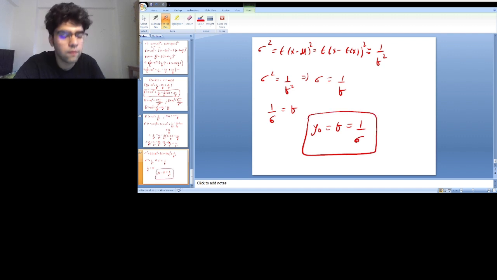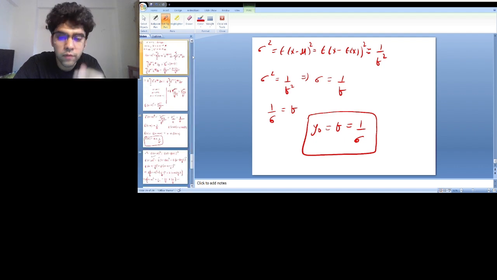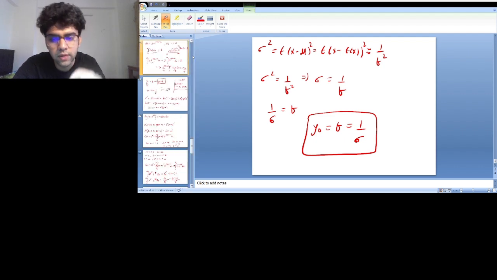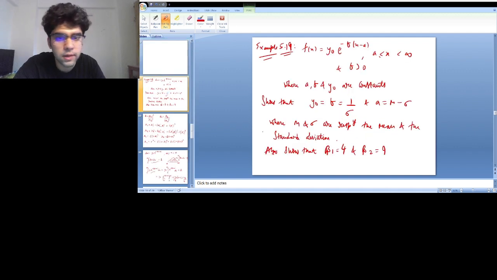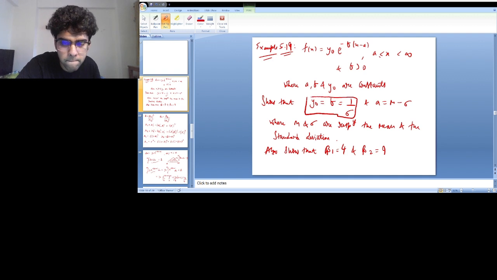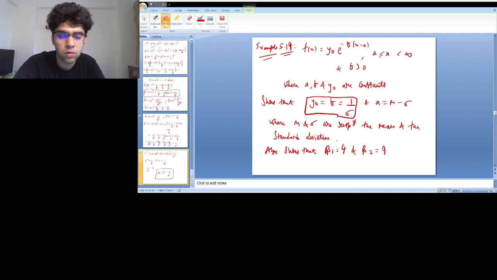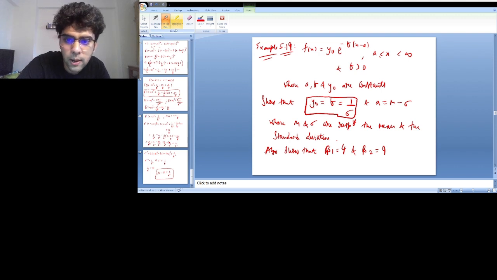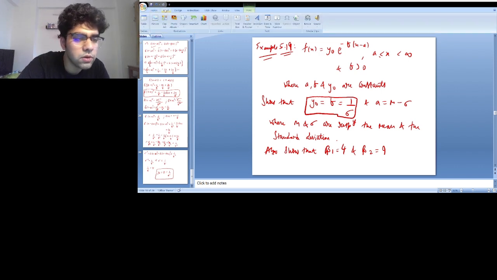And you can see that we need to show this, that y naught is equal to b is equal to 1 upon sigma. Right, see here, we need to show this. Moving on. Now, where m and sigma are respectively the mean and the standard deviation, we need to find the, right? So let me insert some more slides.